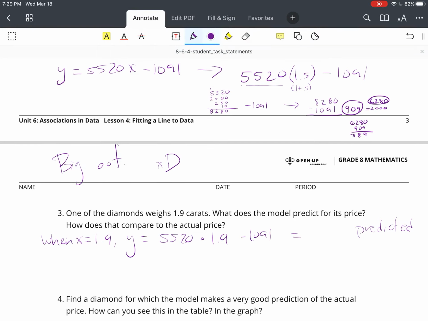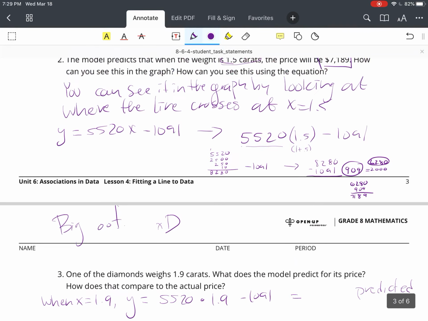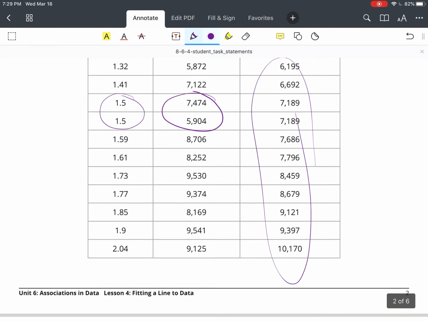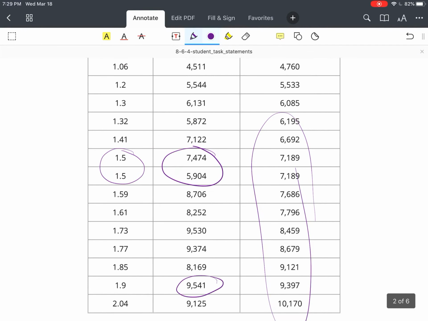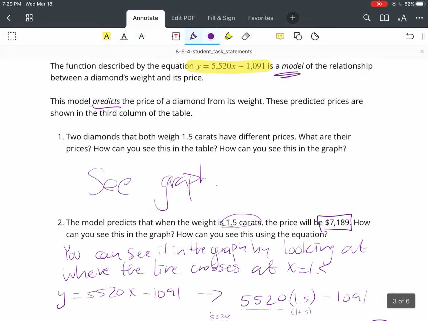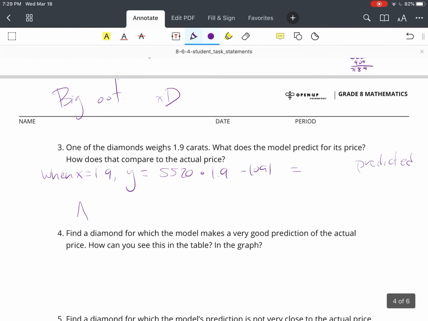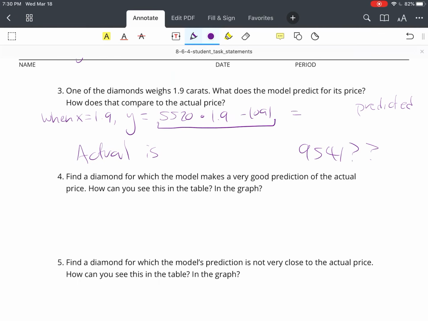I want you to do this on a calculator. I'm not going to do it. Okay? And then if you want to find the actual price, you would just go to where 1.9 is. Actually, I'm going to be lazy and use this. 1.9, 95.41. That's a lot of money. Actual is, I forgot what the numbers were. 95.41, was it? I don't know. And then how does that compare to the actual price? So you're going to figure out what this equals, and then you're going to compare it. Is it higher? Is it lower? Okay?